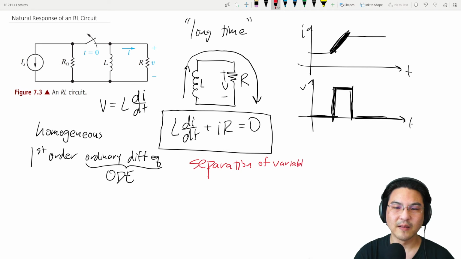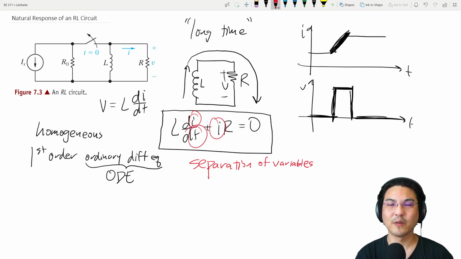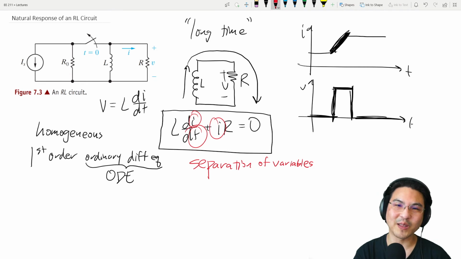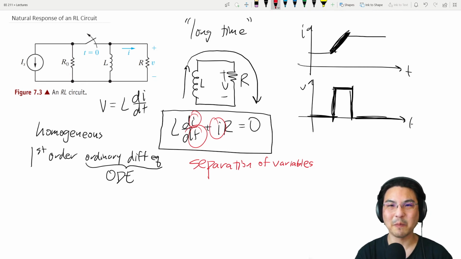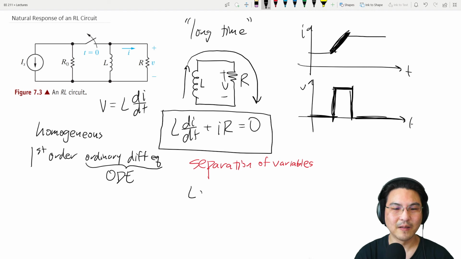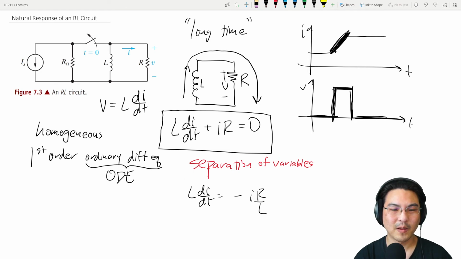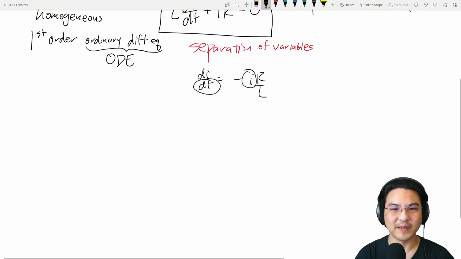And the technique is, you see how there's I over here, t over here. We want to get one variable, the current, on one side of the equation, the other variable, time, on the other side of the equation. So let's do that first. So how about I move this on the other side? Okay, and then let's move L over here. All right, now let's trade this and this. Okay, so let's trade places.